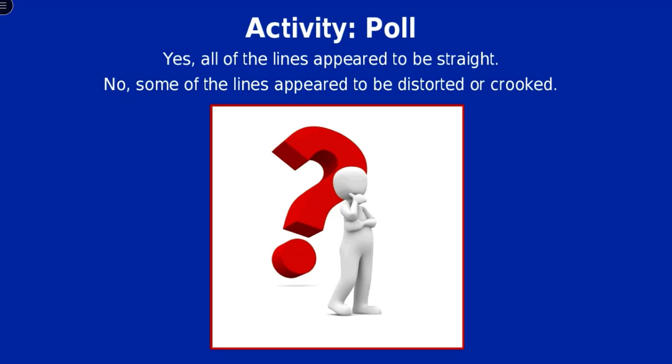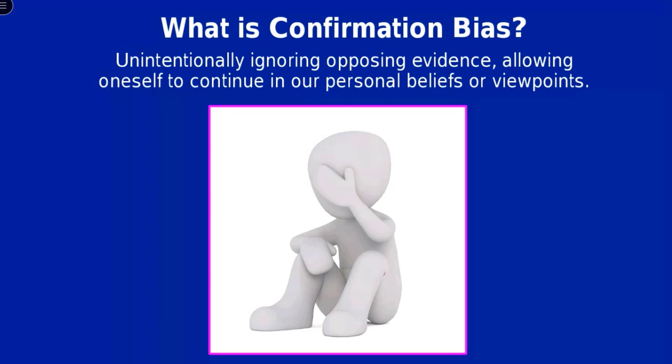But as you come through and see that the evidence points to something else, this takes us into the confirmation bias definition. Confirmation bias is really unintentionally ignoring the opposing evidence, and it allows us to continue in our own personal beliefs or viewpoints. So we focus on what we want to see, what we know is in front of us, but ignore some of that evidence that might be contrary to what we believe.